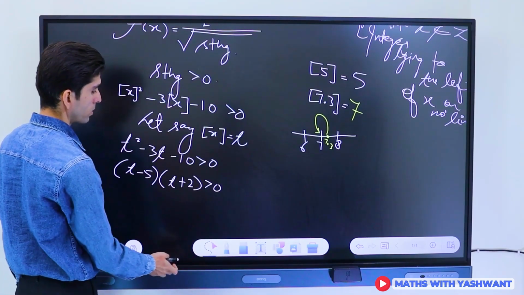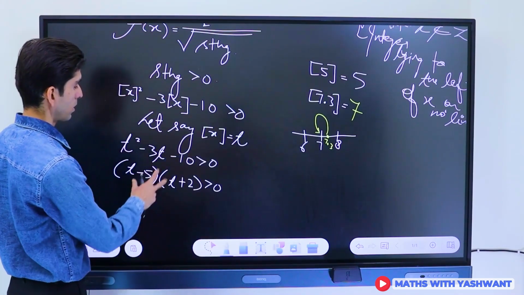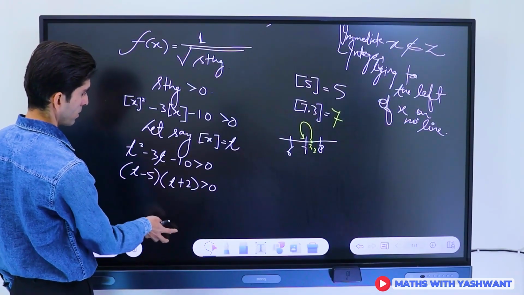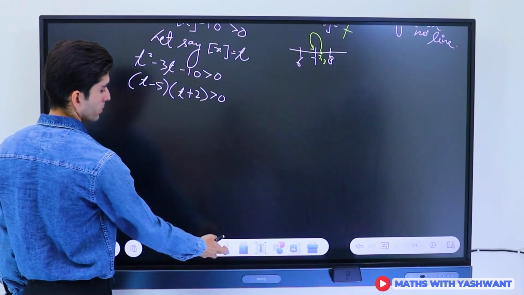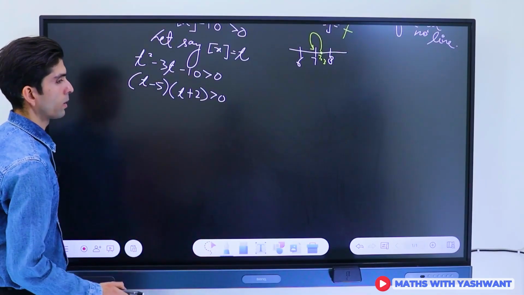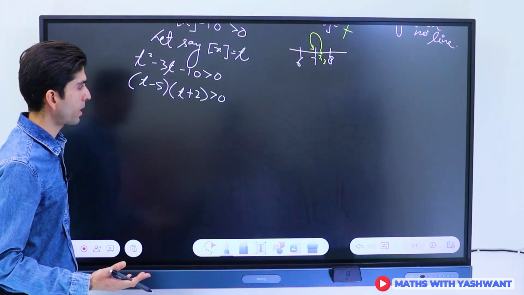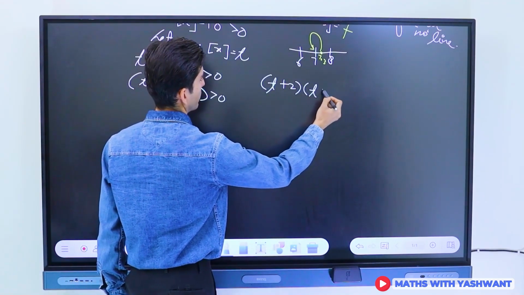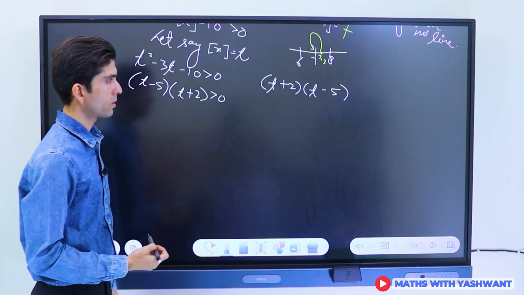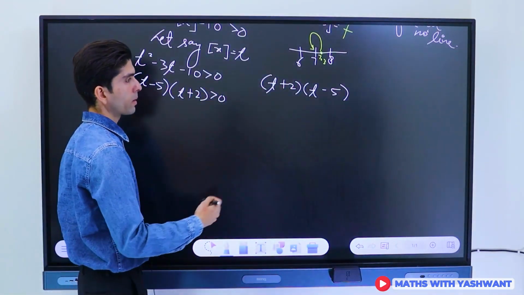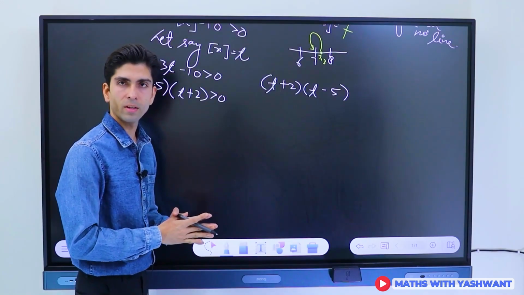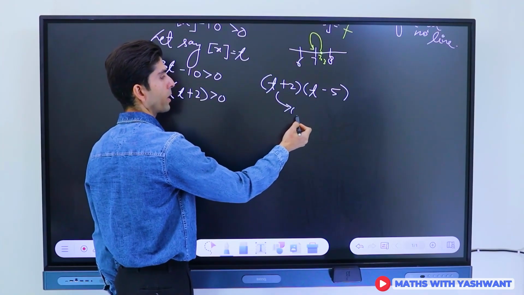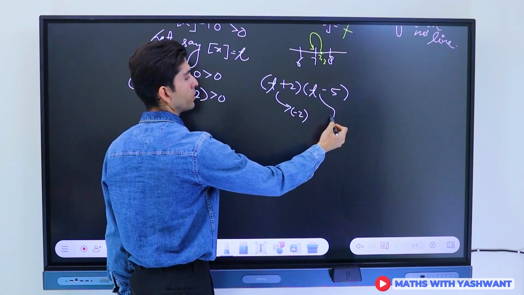Now what is our requirement? We want this expression to be positive, isn't it? So we have a method called the wavy curve method. If we draw the wavy curve for this expression, (t plus 2) into (t minus 5), the critical points for this expression are what? How do we get critical points? When we plot the wavy curve, all the linear factors we equate to 0. So when we equate t plus 2 equals 0, we get minus 2. And when t minus 5 equals 0, we get 5.